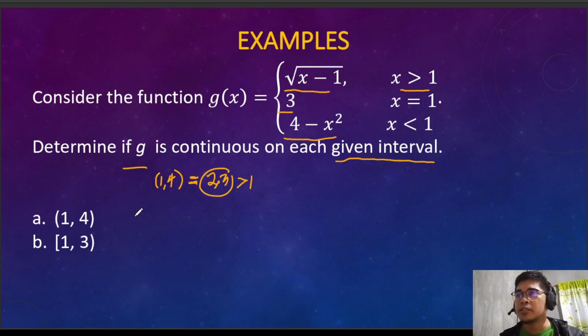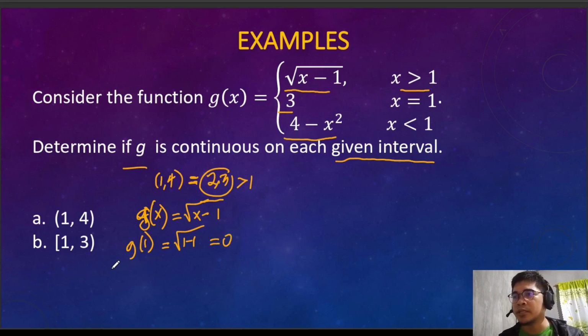So first, g of x equals square root of x minus 1. First, g of x is equal to 1. G of 1, so that is 1 minus 1. The answer is 0. And then next, find the limit of g of x as x approaches 1.